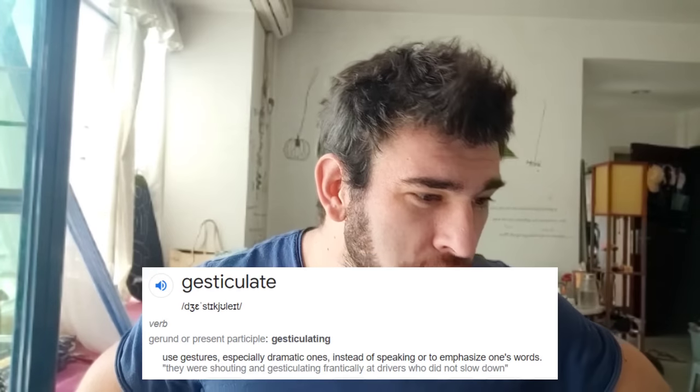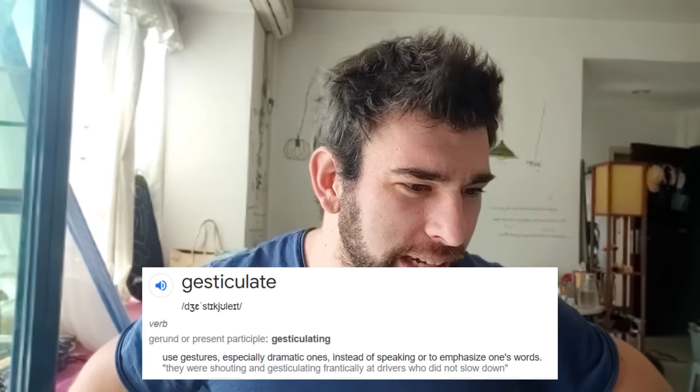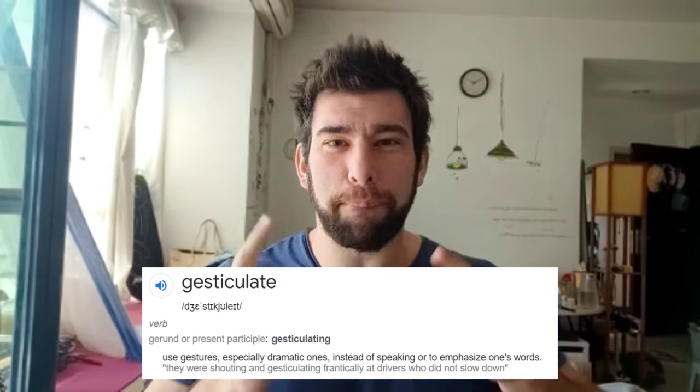Gesticulating. My brain messed that one up. Let me find the correct word that I was trying to use there. Gestating: carry a fetus in the womb from conception to birth. Not what I meant. Gesticulating: use gestures, especially dramatic ones, instead of speaking or to emphasize one's words. Bingo, there we go.